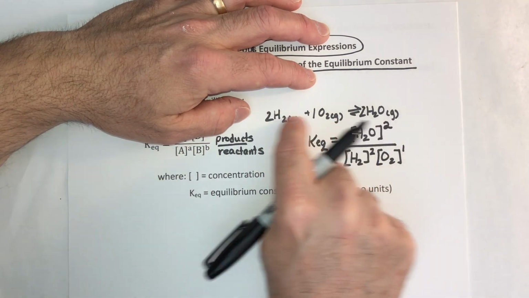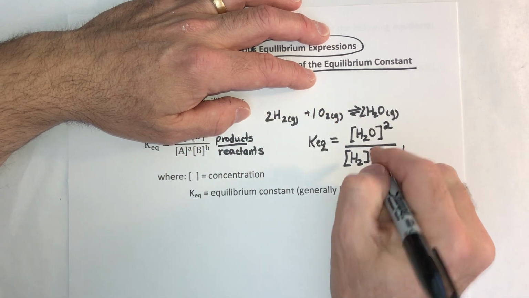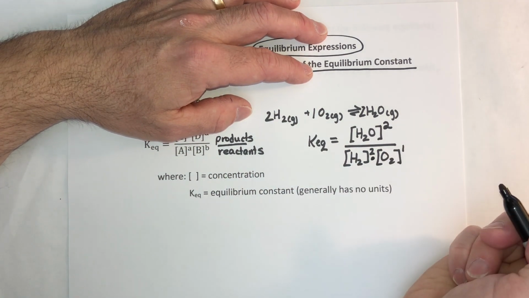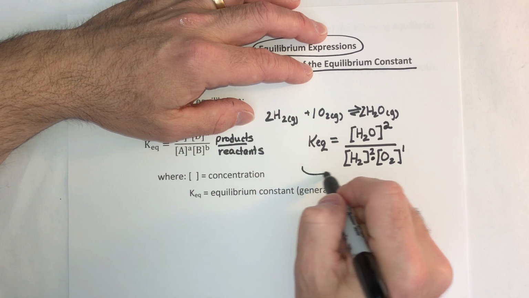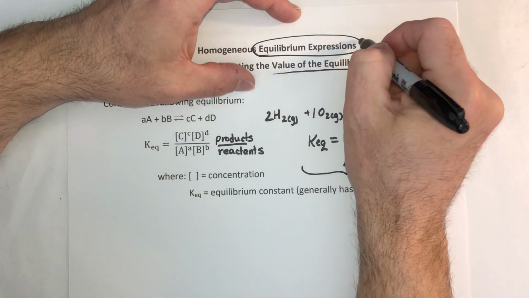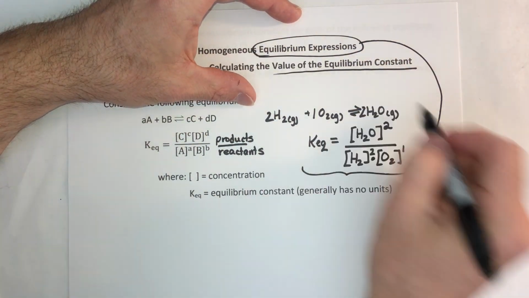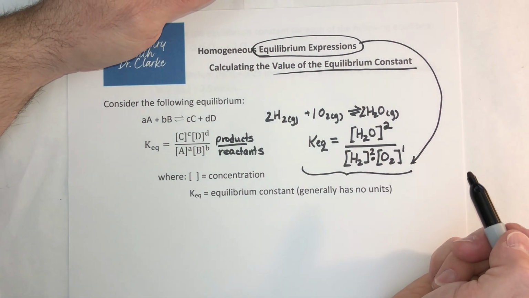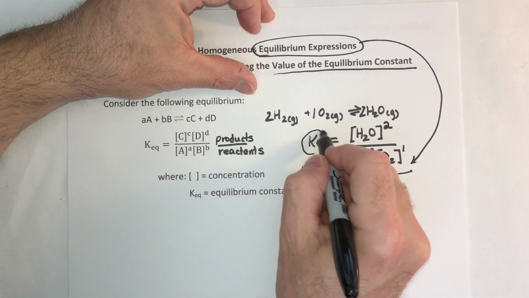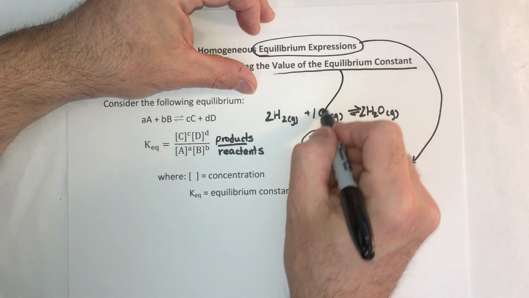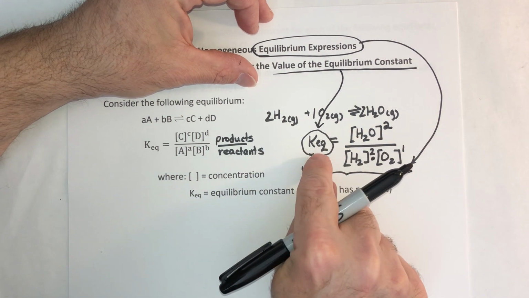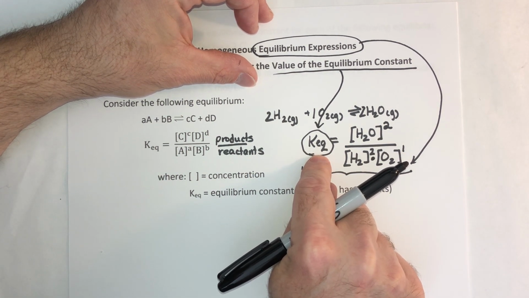And although the reactants were added in the chemical reaction, they are multiplied in the expression. So this entire thing is an equilibrium expression. Okay, so the whole thing is your equilibrium expression. The KEQ, that's your equilibrium constant. This is what we'd like to be able to calculate.